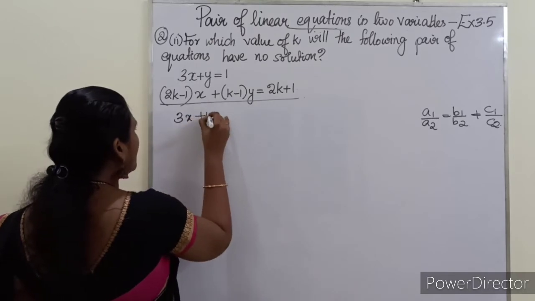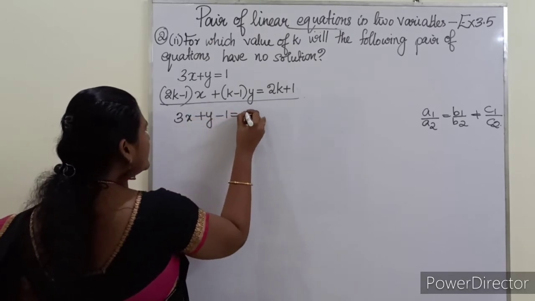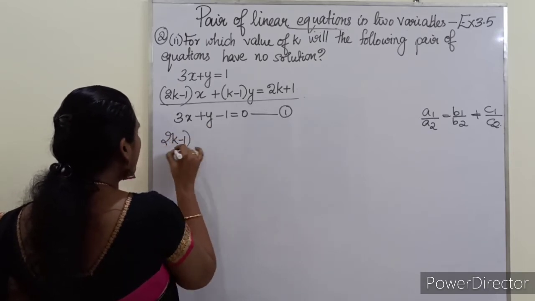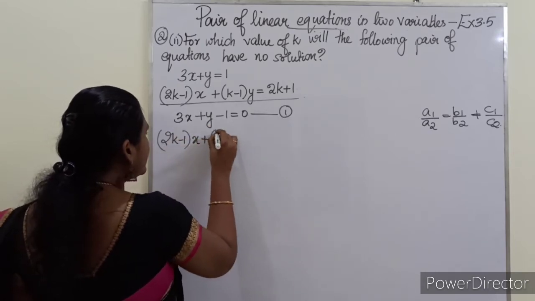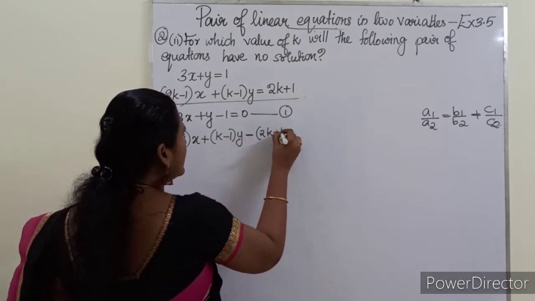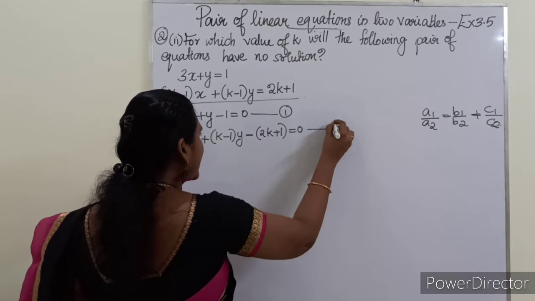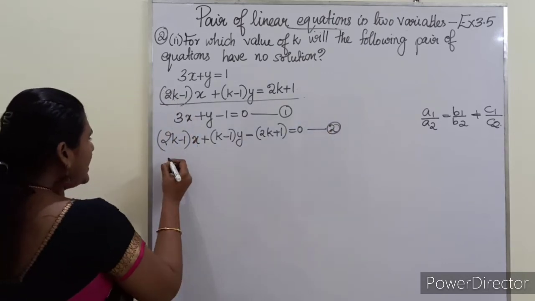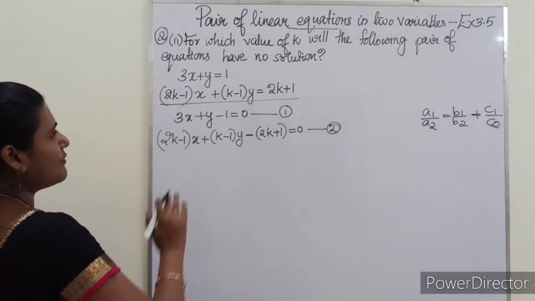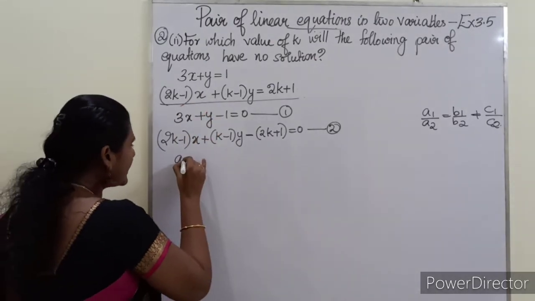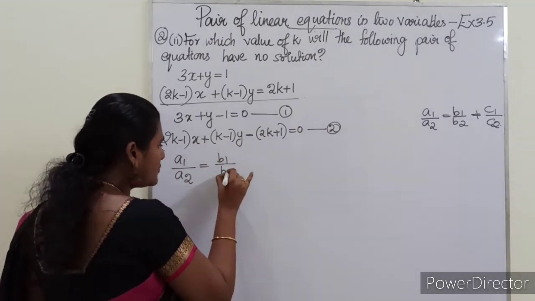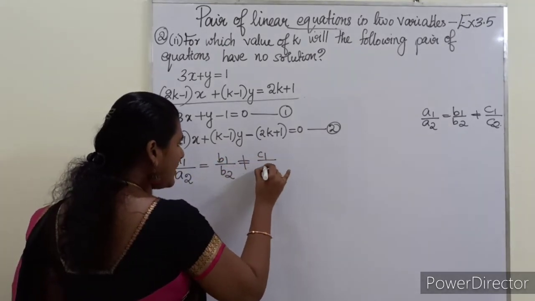So first we will write the equations in standard form. 3x plus y minus 1 equal to 0. So this is the first equation. Second equation: 2k minus 1 into x plus k minus 1 into y minus of 2k plus 1 is equal to 0. So this is the second equation. Now, since the given pair of equations has no solution, we will write the condition first: a1 by a2 is equal to b1 by b2 not equal to c1 by c2.